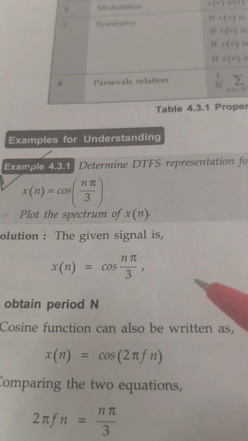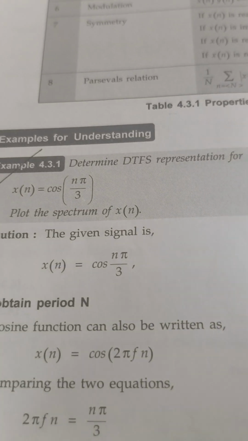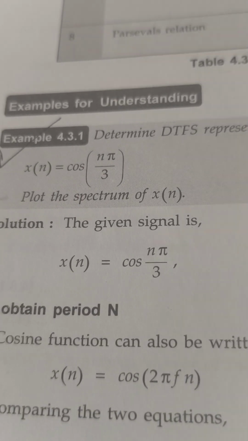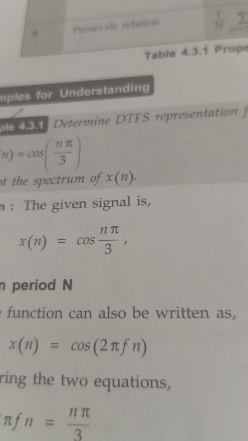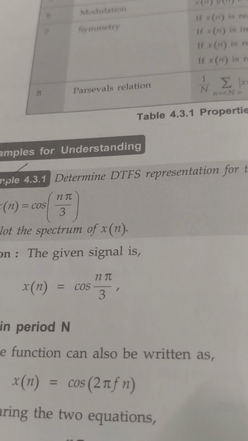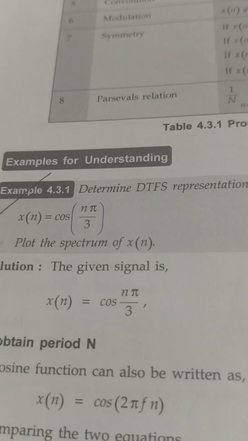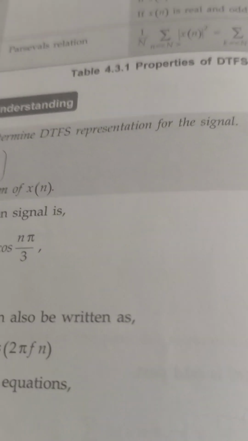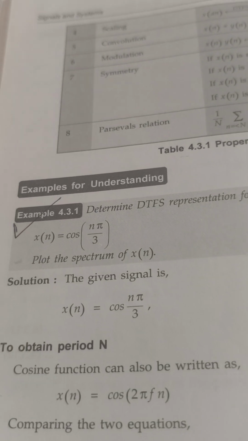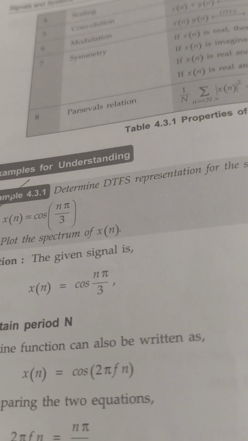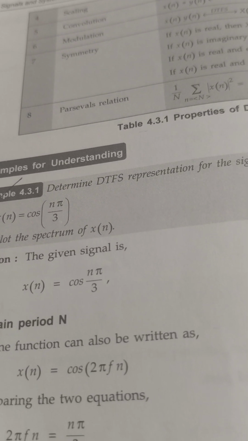Here I have taken the signal as cos n pi by 3. They may give another signal. At that time, using these concepts, you have to find out the sequences and how we can plot the spectrum. I am discussing this only for understanding purposes. I have taken only one example as a sample to understand the concepts. There are so many problems. In the question bank also, they asked various types of problems related to finding the details of a particular signal.